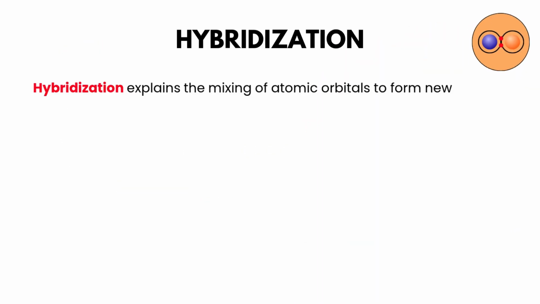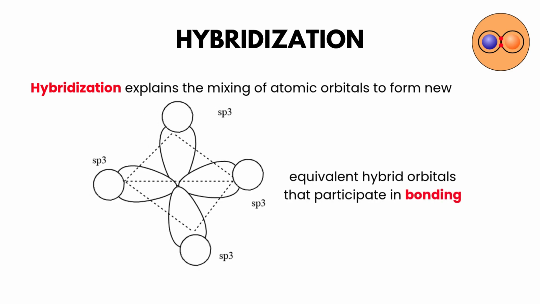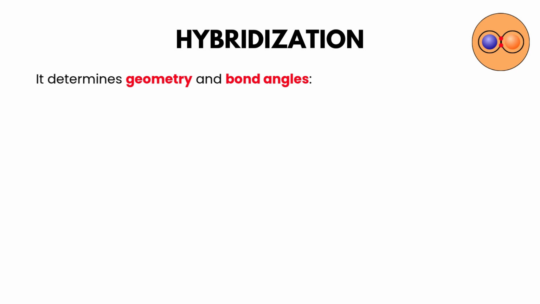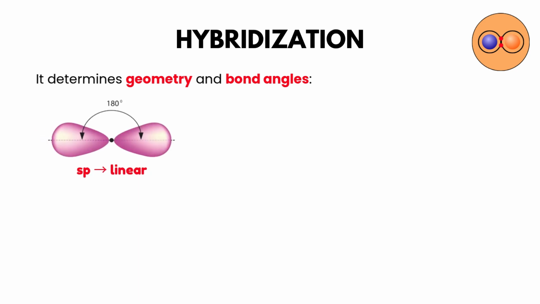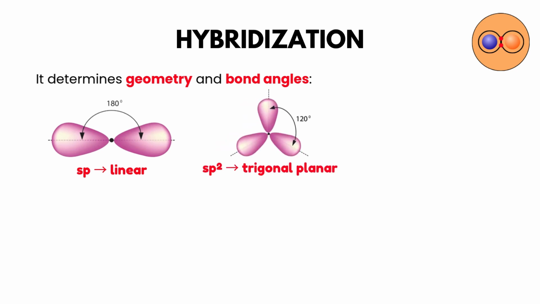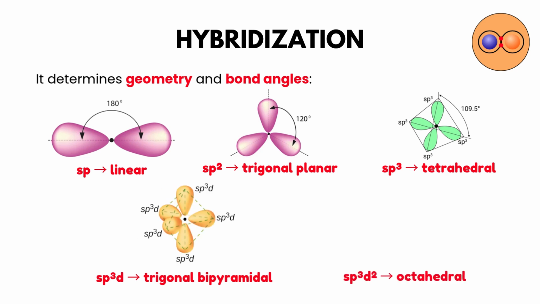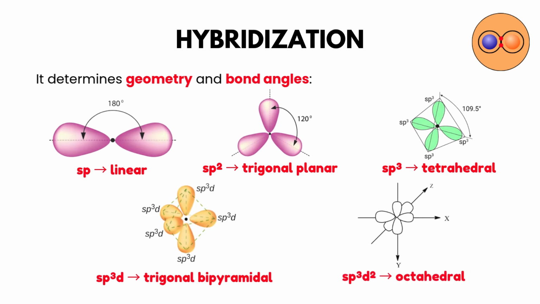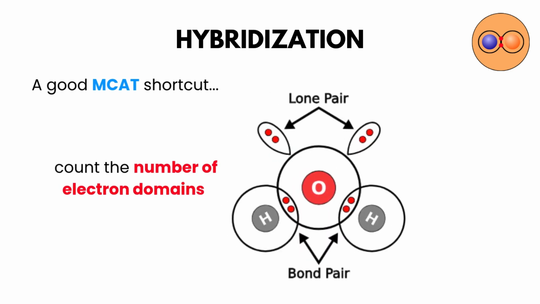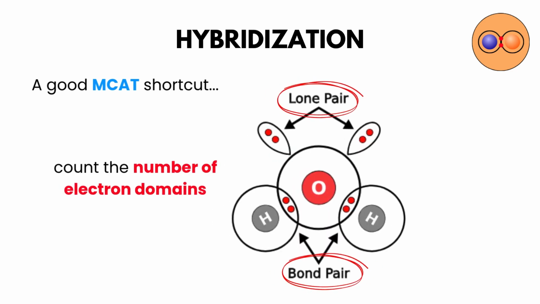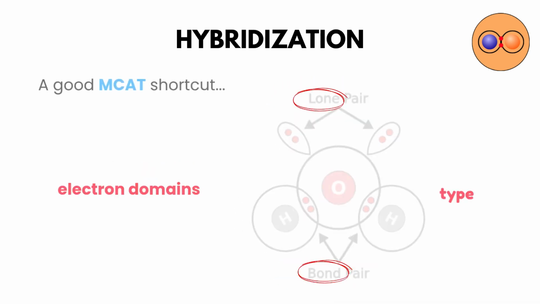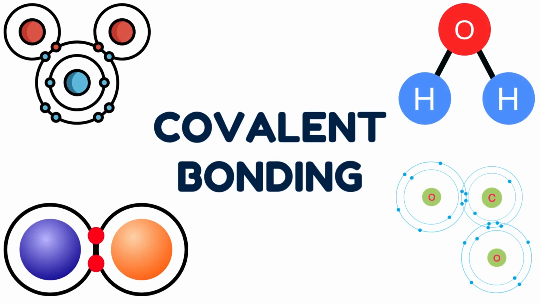Hybridization. Hybridization explains the mixing of atomic orbitals to form new, equivalent hybrid orbitals that participate in bonding. It determines geometry and bond angles. SP, linear, 180 degrees. SP squared, trigonal planar, 120 degrees. SP cubed, tetrahedral, 109.5 degrees. SP cubed D, trigonal bipyramidal. SP cubed D squared, octahedral. A good MCAT shortcut: count the number of electron domains, bonds plus lone pairs. That's the hybridization type.